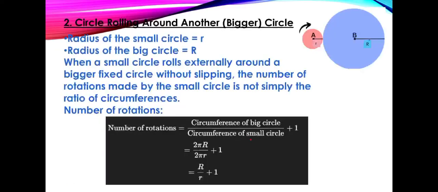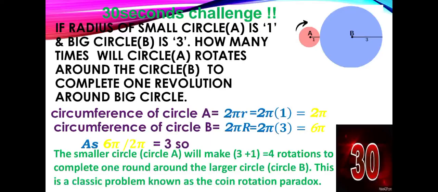So, a circle rolling around another bigger circle. The radius of the small circle is equal to small r, the radius of the bigger circle is equal to capital R. When a smaller circle rolls externally around a bigger fixed circle without slipping, the number of rotations made by the smaller circle is not simply the ratio of circumferences. So the number of rotations is equal to the circumference of the big circle divided by the circumference of the small circle, plus 1. So 2 pi capital R divided by 2 pi small r, plus 1. So 2 pi is going to be cancelled, and capital R divided by small r plus 1 is going to be left. So, 30-second challenge.